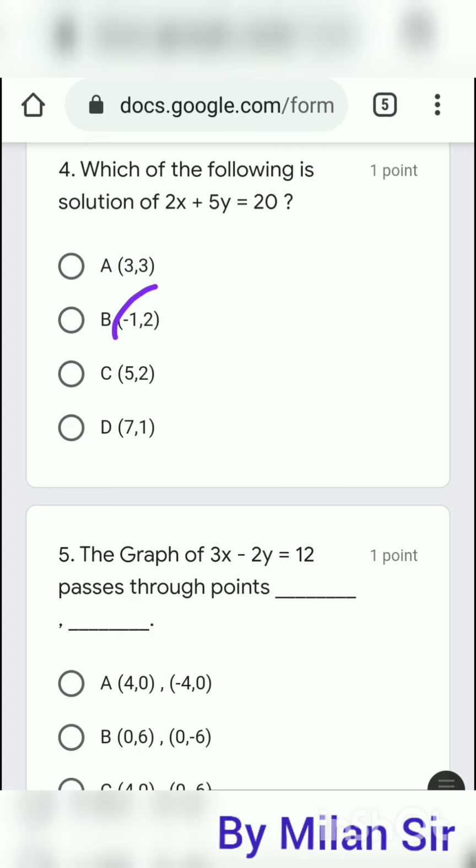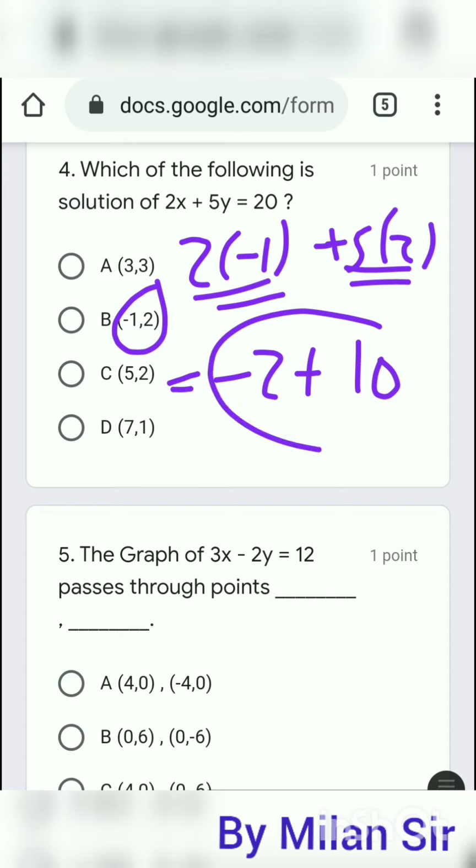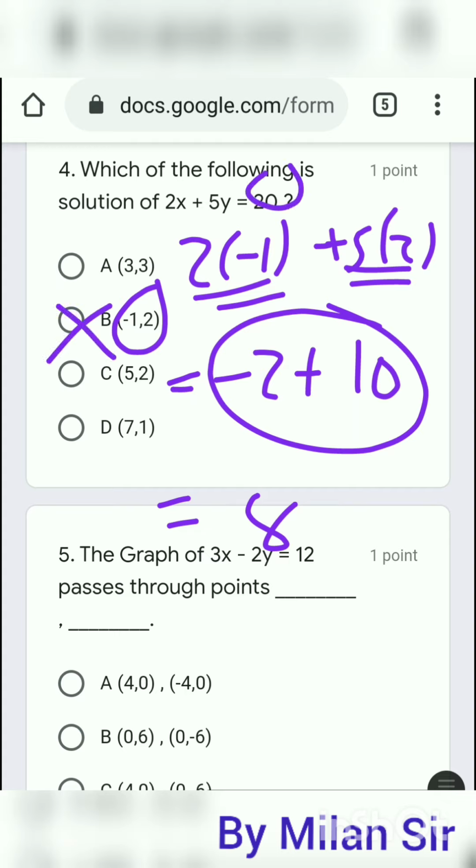If we think about the second answer, -2 and 2, in place of x we put -2, in place of y we put 2. So 2 times -2 is -4, and 5 twos are 10. Finally, 10 minus 4 is 6, so this is not the correct answer because we want 20.